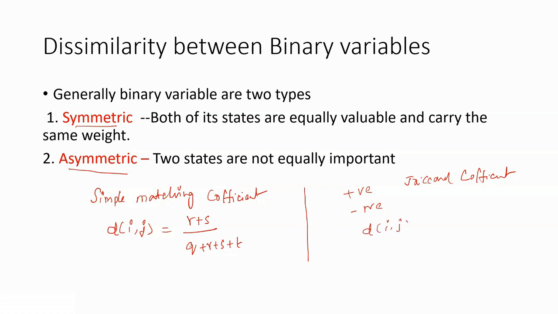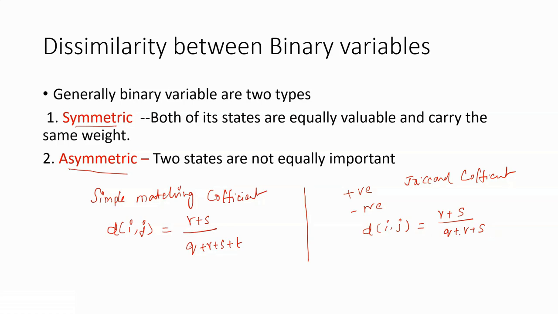The dissimilarity between two variables I and J equals R plus S divided by Q plus R plus S. There is no T here, unlike the simple matching coefficient. In asymmetric binary variables, if two attributes are both 0, we cannot consider it. That is why T, which represents 0 and 0 in the contingency matrix you observed, is simply eliminated in the Jaccard coefficient.